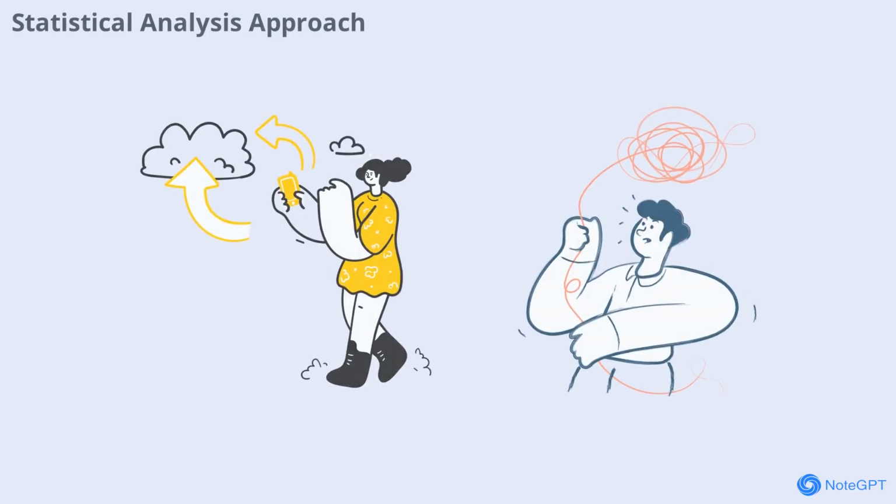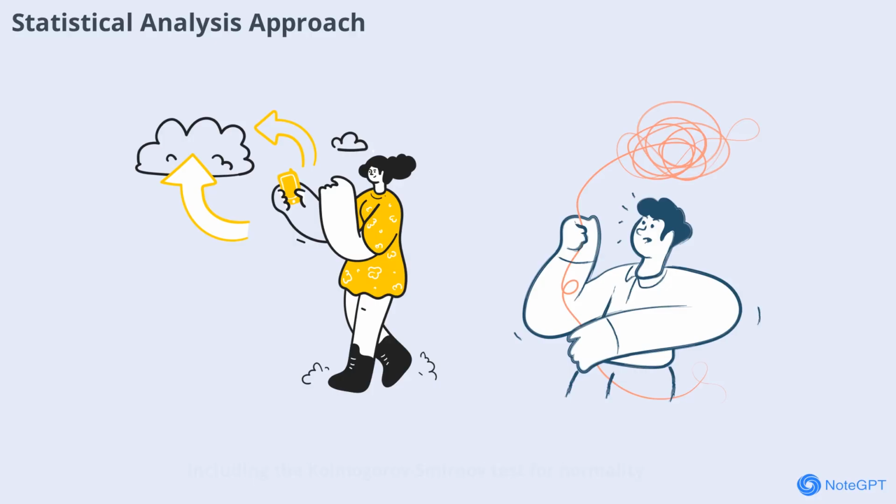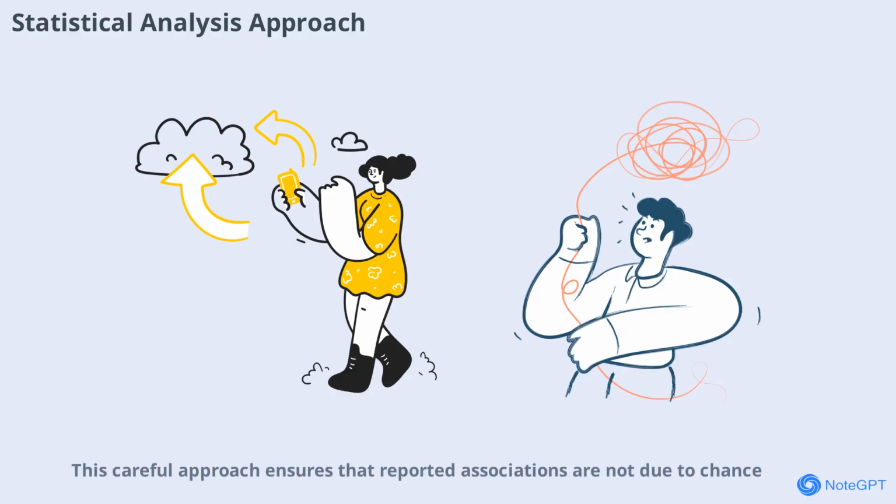The study used robust statistical methods, including the Kolmogorov-Smirnov test for normality, Mann-Whitney tests for group comparisons, and Bonferroni correction to control for multiple comparisons. This careful approach ensures that reported associations are not due to chance, but it also means that some initially promising links may not reach statistical significance after adjustment.